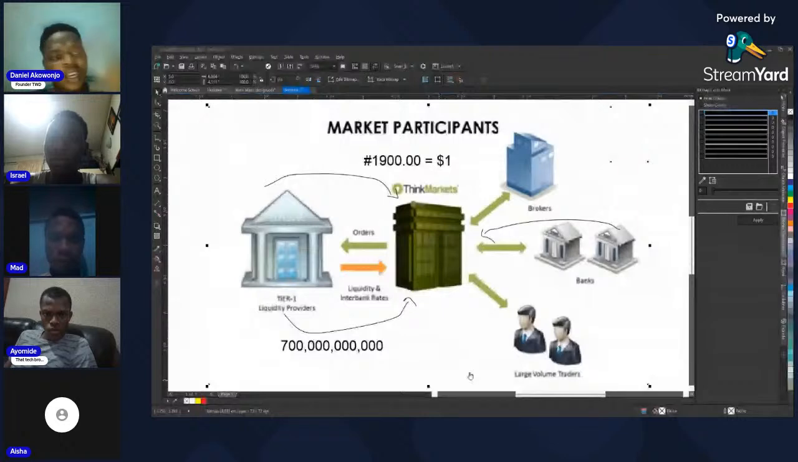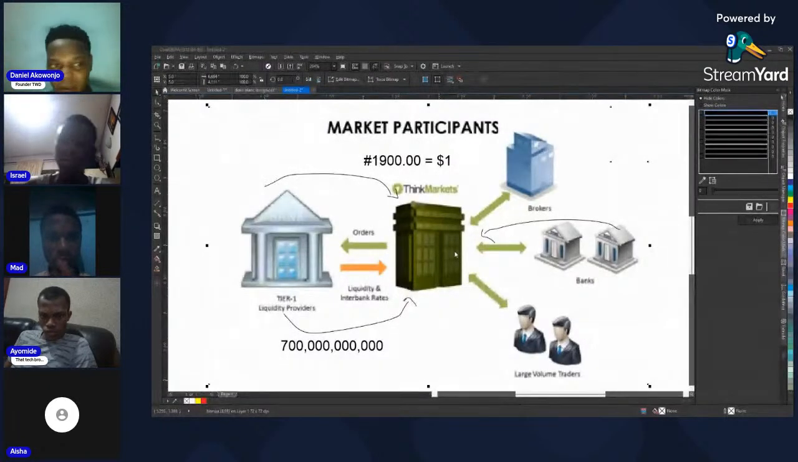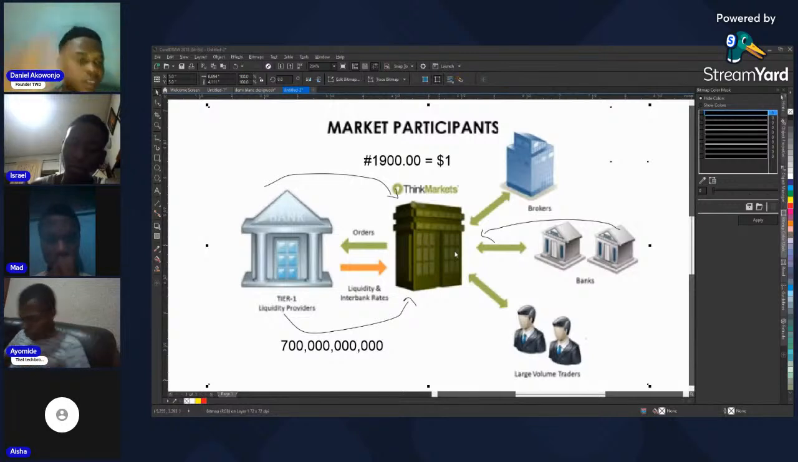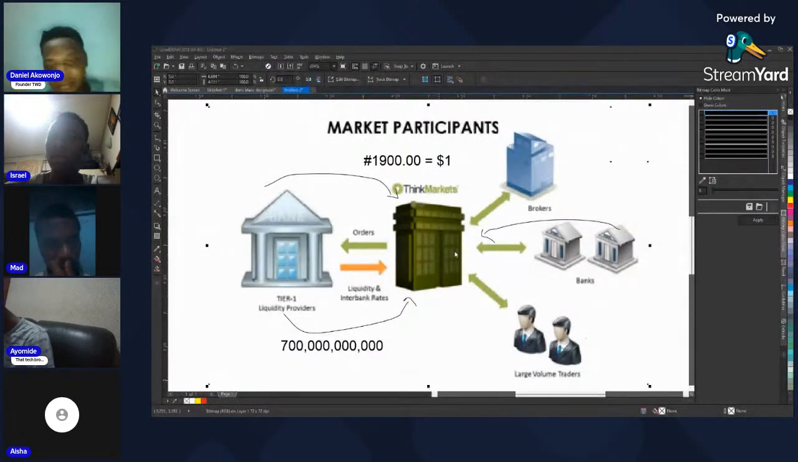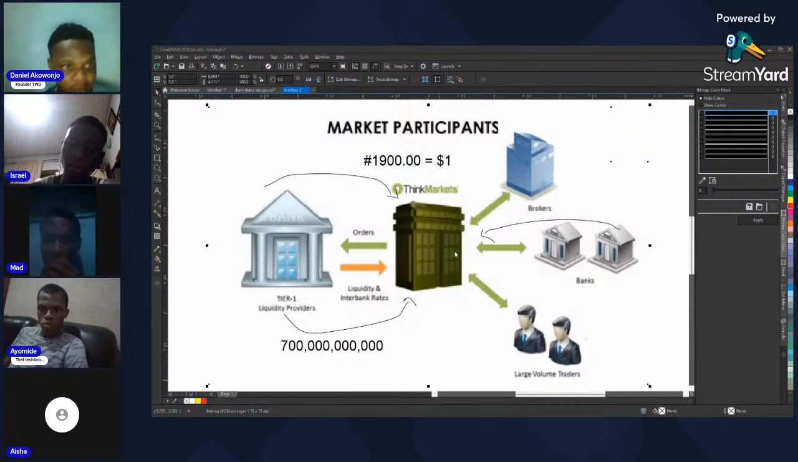Aside from that, it's also important to pay attention to the fact that brokers, your XNES, your IFM, your HFM, your XM, they also take activities from the market. They also influence the activities in the market. Large volume traders, these are traders that trade for a lot of big companies, big men. Do you understand? People that have huge money that just want to trade, they also have influence in the market.